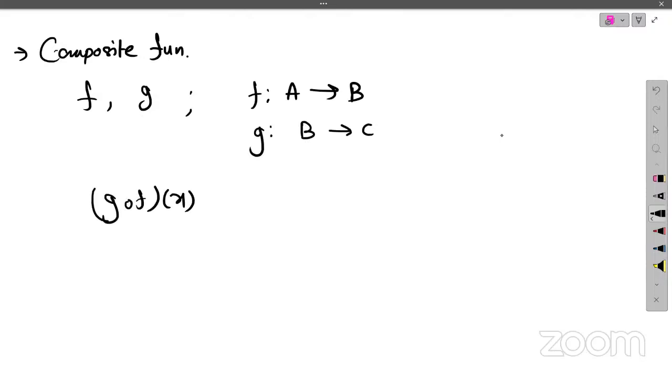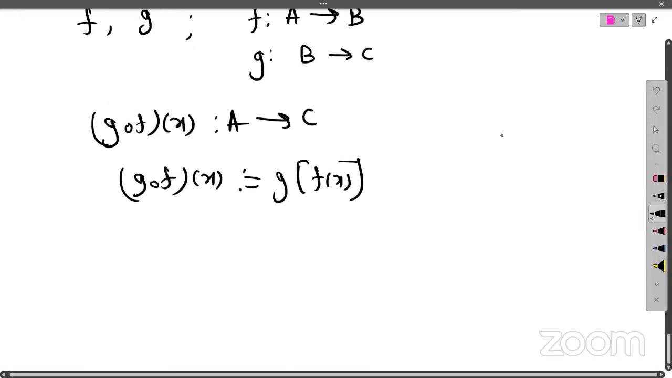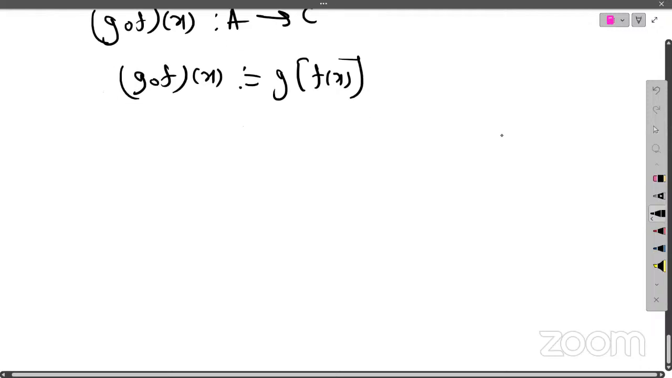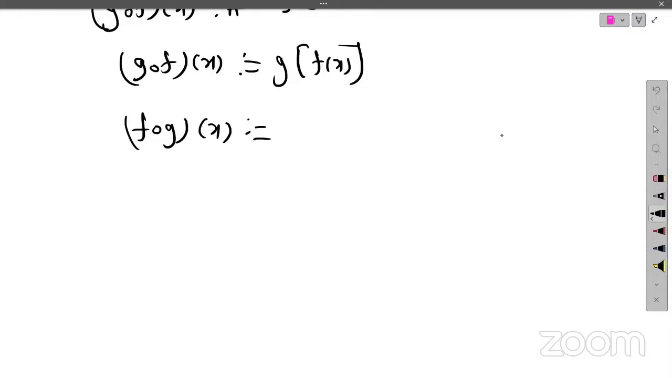So g composition f of x will be another function from A to C, defined by applying g on the value of f. That means g of f of x. So that's how we define a composite function. Now we can also define f composite g with respect to the domain. Suppose I have two functions, then f composite g will be equal to f of g of x. Okay, so this is the basic definition of a composite function.